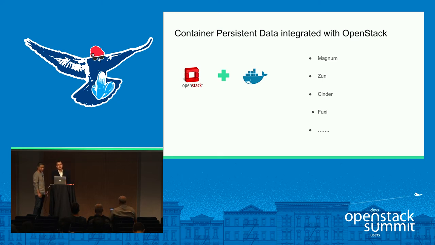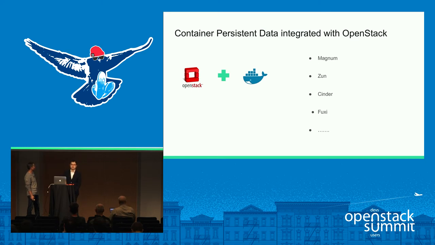Okay, firstly, we will talk about the relationship between containers and OpenStack. Magnum can deploy a cluster in OpenStack and can use container orchestration engines like Docker Swarm, Mesos and Kubernetes. And in OpenStack, there is also a project named Zun, and this project will manage the API of the containers.